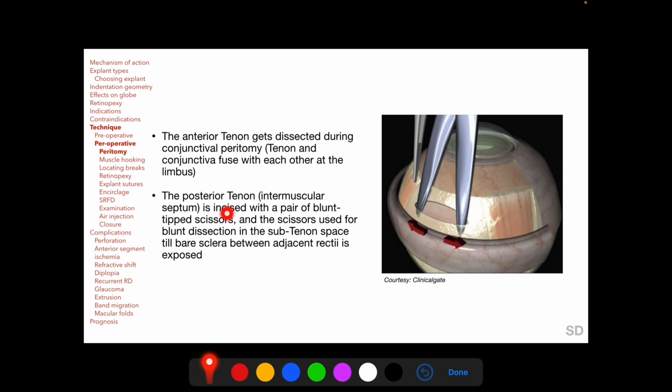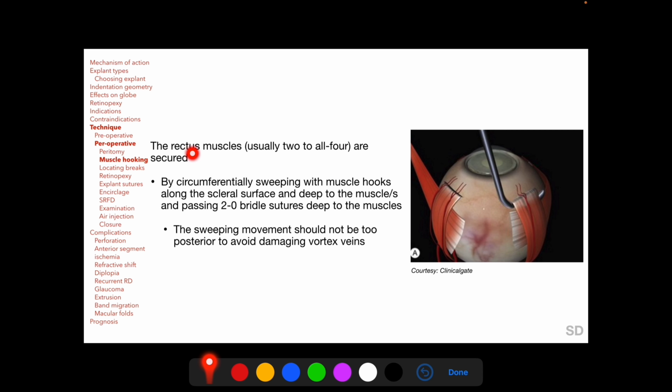with a pair of blunt-tipped scissors, and the scissors are then used for blunt dissection in the subtenon space as shown here in this image, till bare sclera between adjacent recti is exposed. The required rectus muscles, usually 2 to all 4, are then secured by circumferentially sweeping with muscle hooks along the scleral surface and deep to the muscles as shown here in this image, and then passing 2-0 bridle sutures deep to the muscles to secure them.